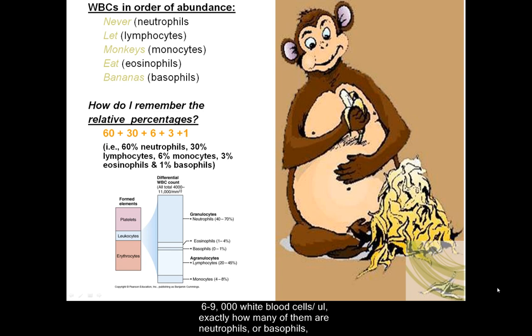Well, remember 60-30-6-3-1, and this tells you that roughly 60% of the 6,000 to 9,000 will be neutrophils. 30% will be lymphocytes. This would be both B and T cell populations together. 6% will be monocytes, 3% will be eosinophils, and 1% will be basophils.